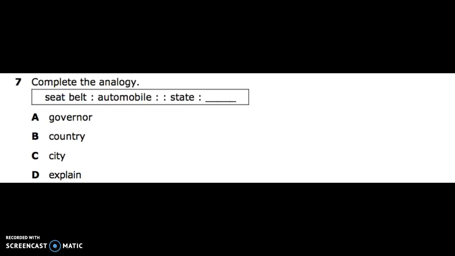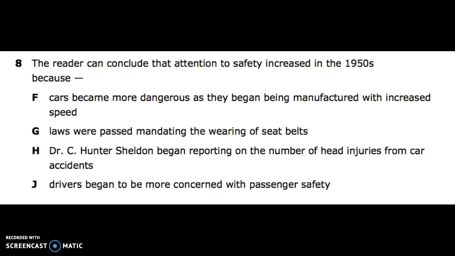Number 7. Complete the analogy. Seatbelt is to automobile as state is to A. Governor, B. Country, C. City, D. Explain. Number 8. The reader can conclude that attention to safety increased in the 1950s because F.